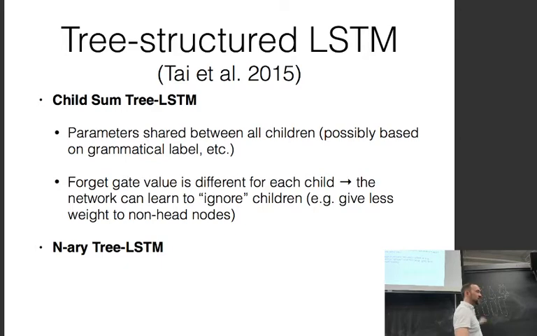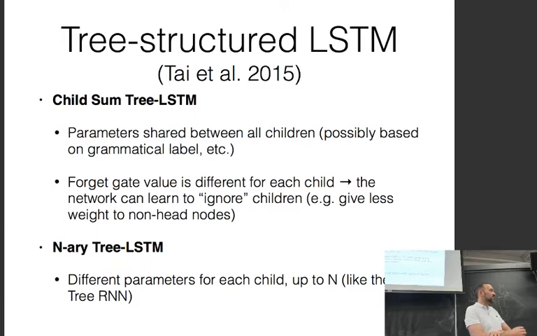So the second one is the N-ary tree LSTM, and this is where you have different parameters for each child up to n. So this is like the tree RNN, but this time you have different parameters, so you can handle stuff like ordering as well. The only problem is now number 1 and number 2 are completely different. So in this case, the big wolf would have a completely different function to calculate for wolf than the big bad wolf would. So it's kind of a trade-off between these two.